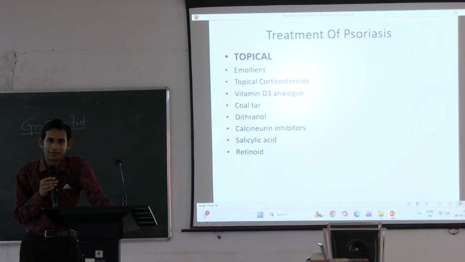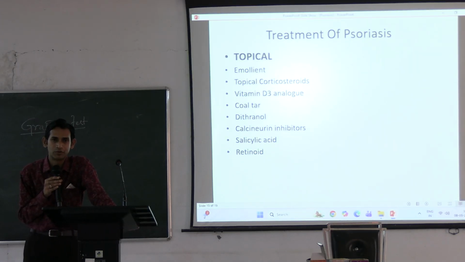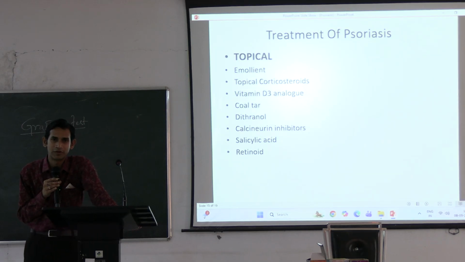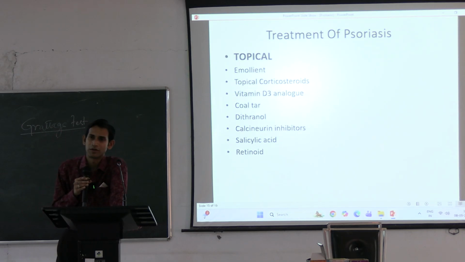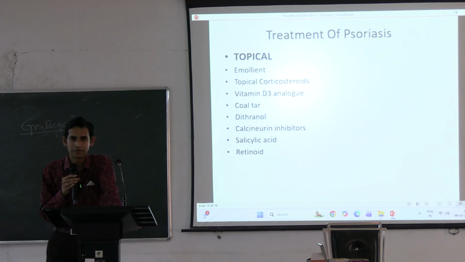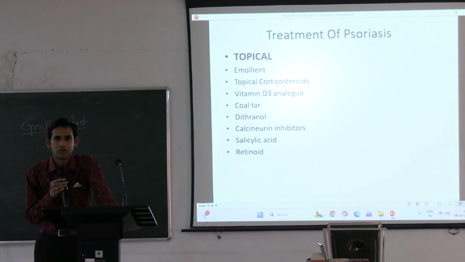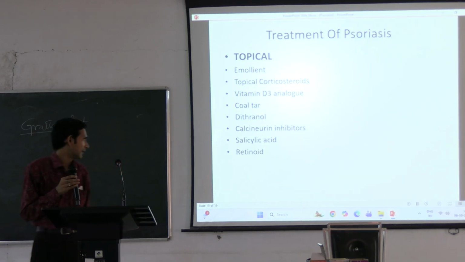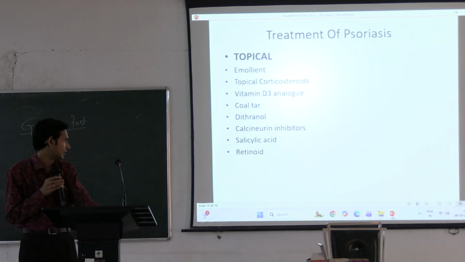Short contact anthralin therapy, or SCAT, can be given usually for 15 to 30 minutes. These are also used for the treatment of the localized variety, or localized plaque psoriasis. Calcineurin inhibitors, like tacrolimus ointment or pimecrolimus cream, are particularly effective for the treatment of facial psoriasis and also the flexural variety of psoriasis, where there is a chance of skin atrophy with steroids. In that case, we will give calcineurin inhibitors.